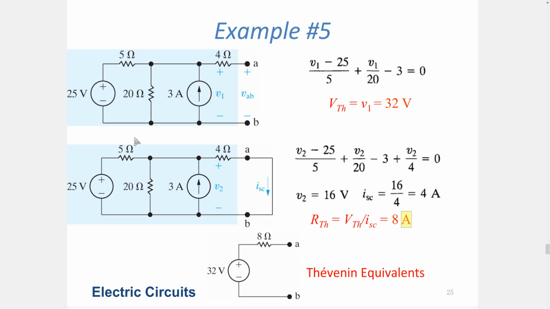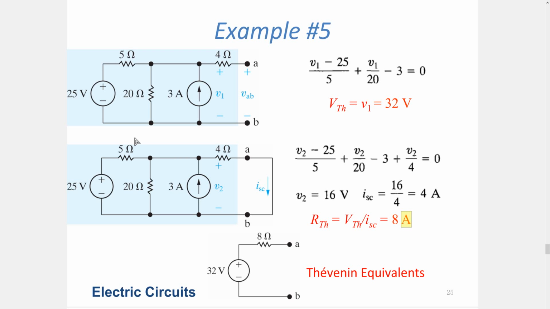If you are only interested in the terminal behavior, Norton and Thevenin equivalents are perfect tools to minimize circuits. This basically gives us the power of abstraction, so we can simplify complex behavior into things that we know very well and we can play with very well.